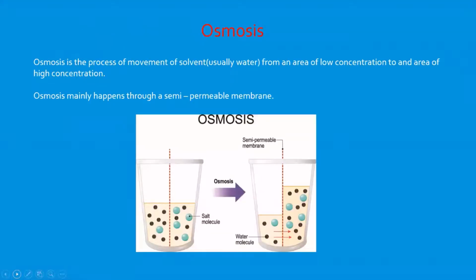Let us now learn about osmosis. Osmosis is the process of movement of solvent molecules, usually water, from an area of low concentration to an area of high concentration. Osmosis is a special kind of diffusion. Not exactly diffusion, but a little different. In diffusion, solute molecules move from high to low, whereas in osmosis, solvent molecules move from low to high concentration. Osmosis mainly happens through a semi-permeable membrane.